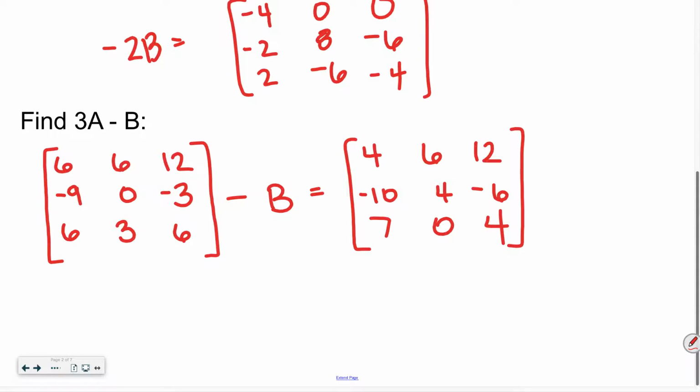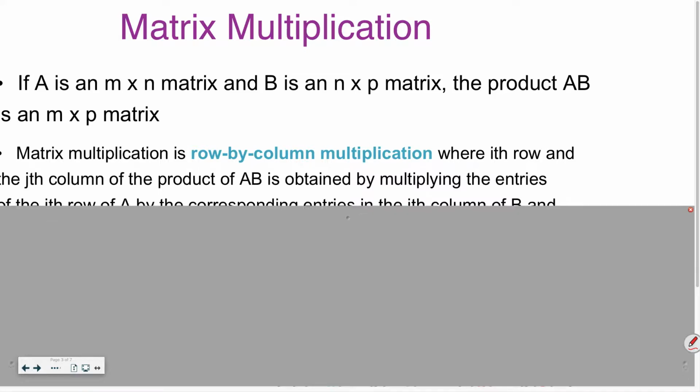First part of your assignment is going to be questions like that. Adding, subtracting, multiplying by scalar. If you don't have the same order, that sum is going to be undefined. Okay? All right, so let's go to multiplication. This one takes a little bit more effort. Maybe that's how I'll describe it.